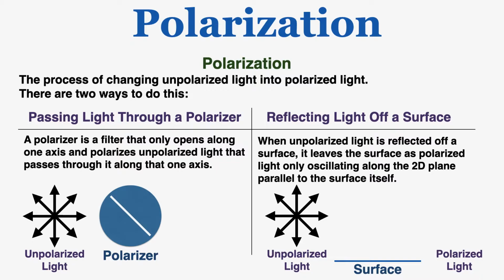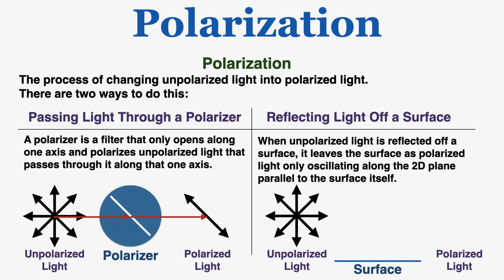You're now in a position where you can understand polarization, which is the process of changing unpolarized light into polarized light, changing from light with an oscillating electric field along every 2D plane to only one 2D plane. There are two ways we can polarize light. The first way is to pass it through a polarizer, which is a filter that only opens along one axis and polarizes unpolarized light that passes through it along that one axis. So if this unpolarized light encounters that polarizer, the polarizer polarizes the light along that axis. So that would be what the polarized light would look like. It would specifically only oscillate along the plane opened up by the polarizer.